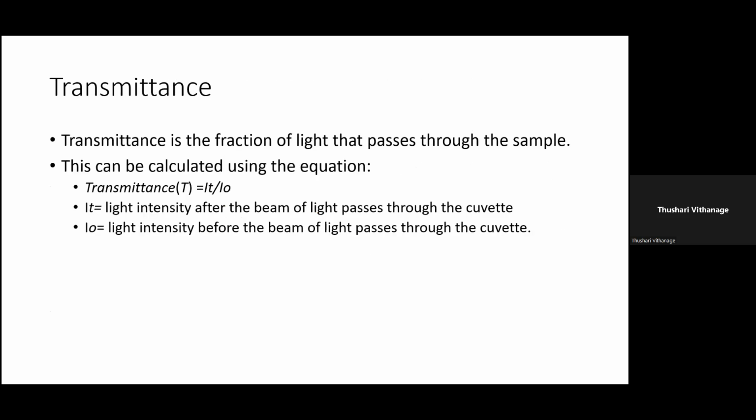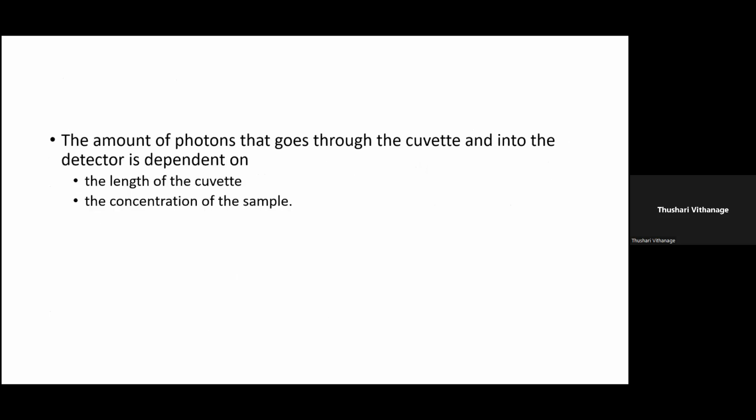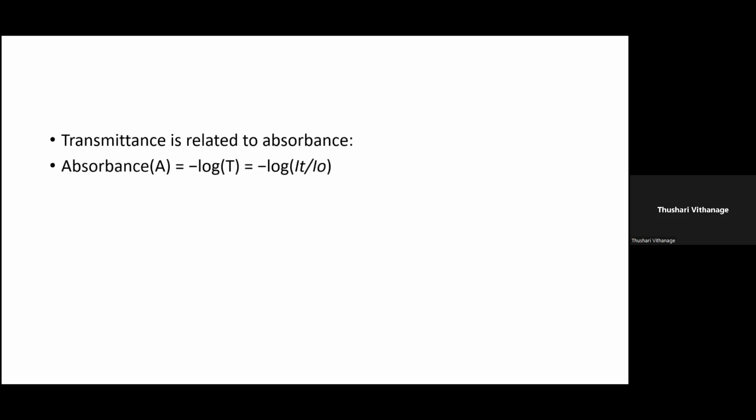When we consider spectrophotometer, we should know the transmittance and absorbance. Transmittance is the fraction of light that passes through the sample, and it can be calculated using the following equation. Transmittance is equal to the light intensity after the beam of light passes through the cuvette divided by the light intensity before the beam of light passes through the cuvette. So the amount of photons that goes through the cuvette and into the detector is dependent on the length of the cuvette and the concentration of the sample.